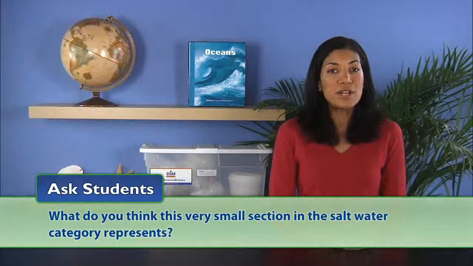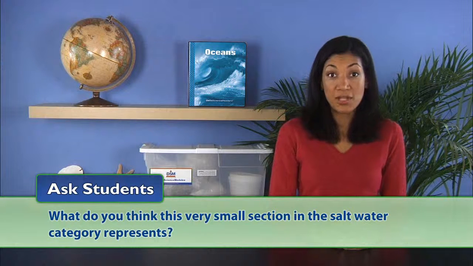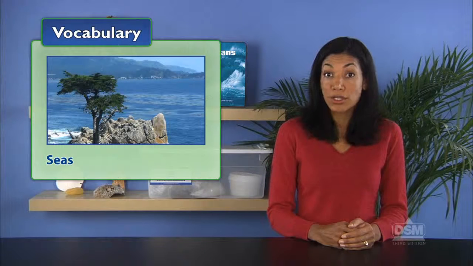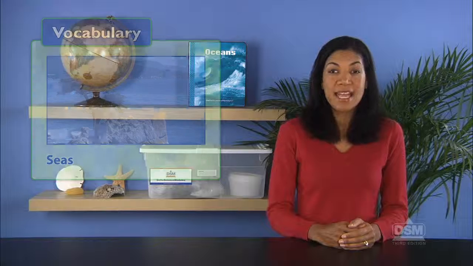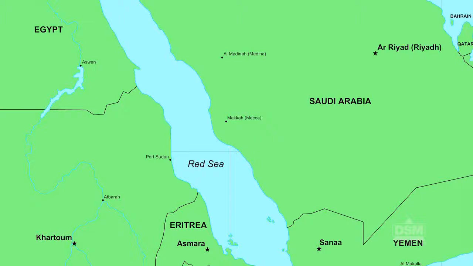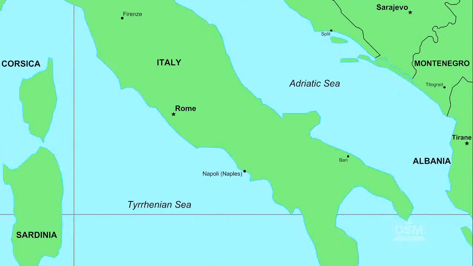What do you think this very small section in the saltwater category represents? Explain that seas are regions of ocean water partly enclosed by land. Then tell students to label this section on their rulers, and ask for volunteers to locate several seas on the globe and label those bodies on their maps.